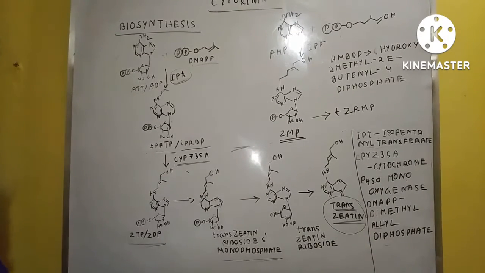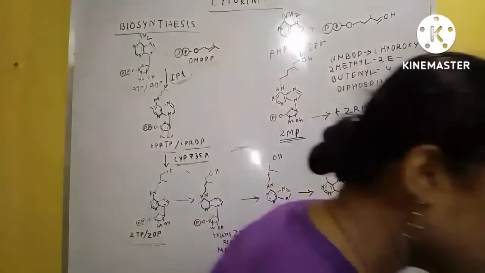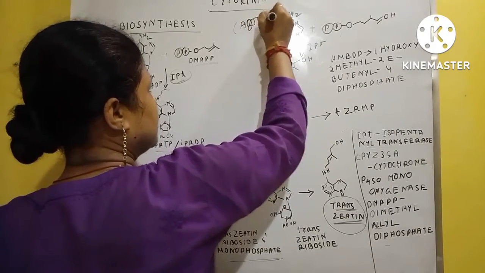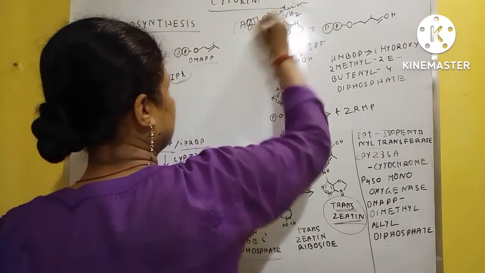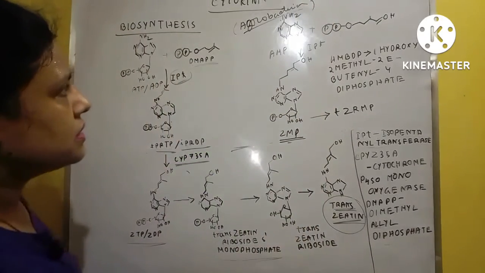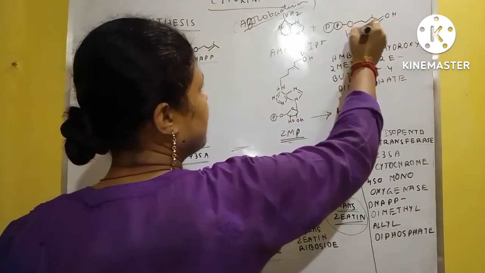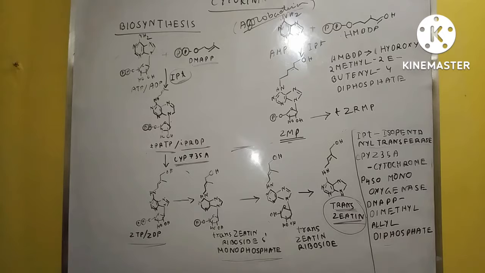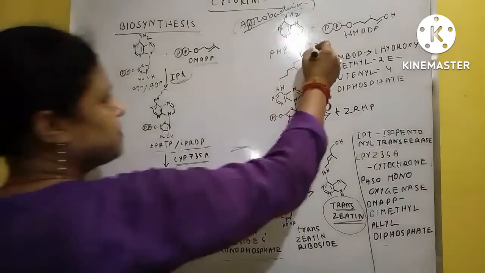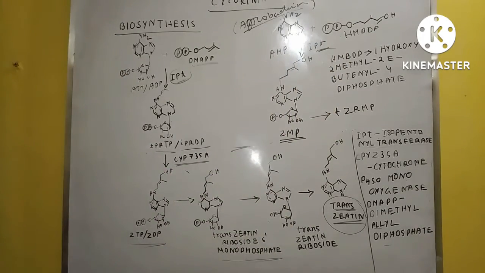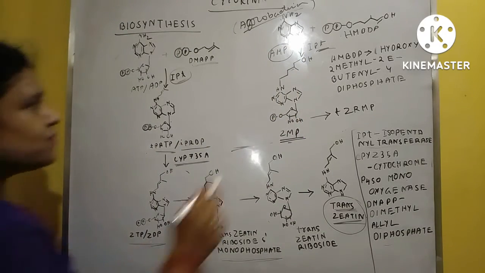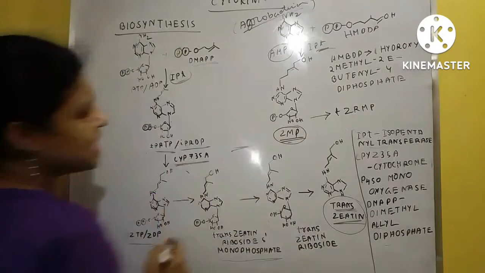In case of agrobacterium, what happened here? Here, this is HMBDP. HMBDP full form is 1-hydroxy-2-methyl-2-E-butenyl 4-diphosphate. And here, in presence of IPT enzyme, isopentenyl transferase, it is added with AMP, and transforms or converts to the ZMP, zeatin monophosphate.